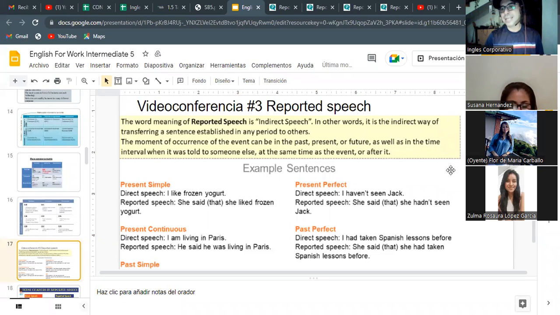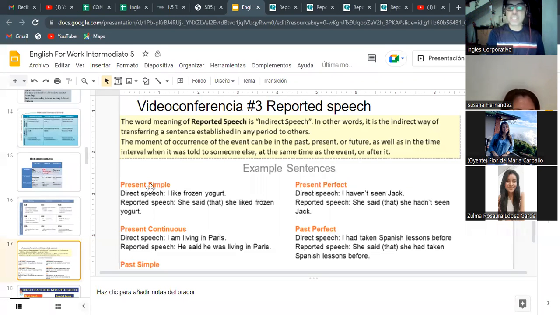Okay, so Susana, could you please read the introduction? Okay, teacher. The word meaning of reported speech is indirect speech. In other words, it is the indirect way of transferring a sentence established in any period to others. The moment of occurrence of the event can be in the past, present, or future, as well as in the time interval when it was told to someone else, at the same time as the event or after it.